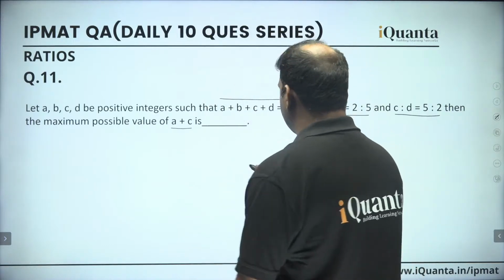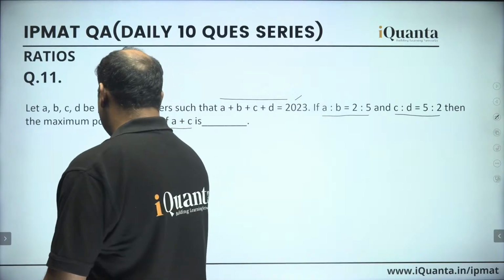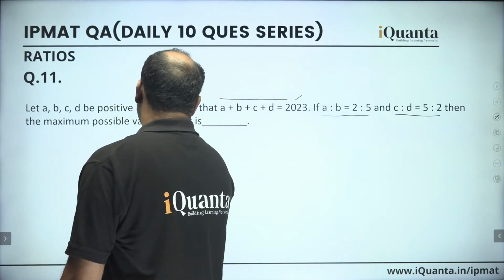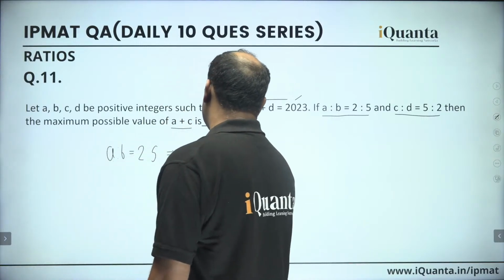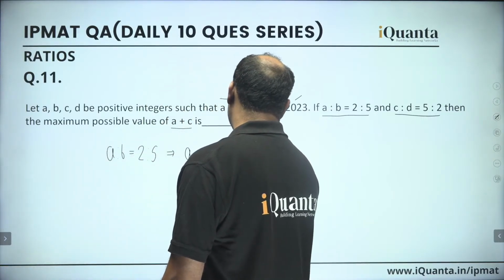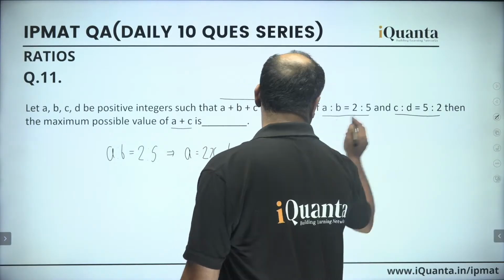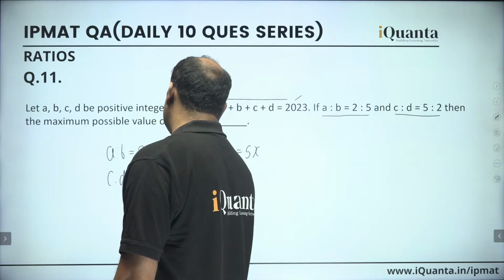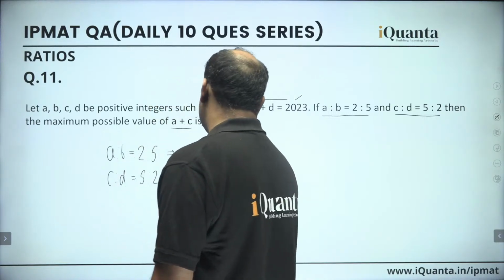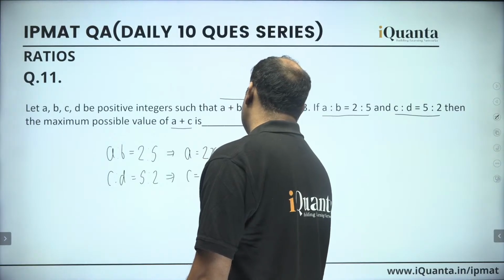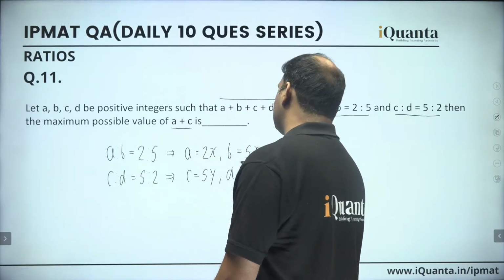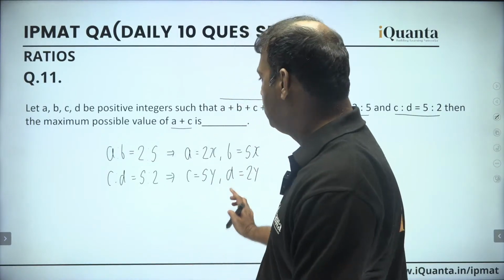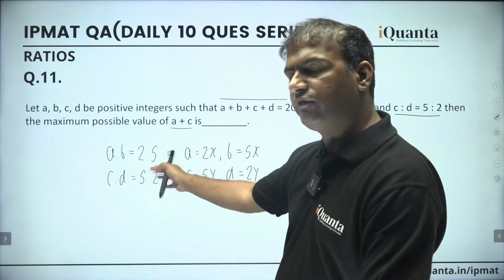So guys, with the help of these ratios, what can we do? Since A is to B is 2 is to 5, we can say that A is equal to 2x, so B must be 5x with the help of this ratio. And C is to D is 5 is to 2, so the value of C has to be 5y and D should be 2y. See, we cannot take the same variable because they are different ratios. We need to understand this first.